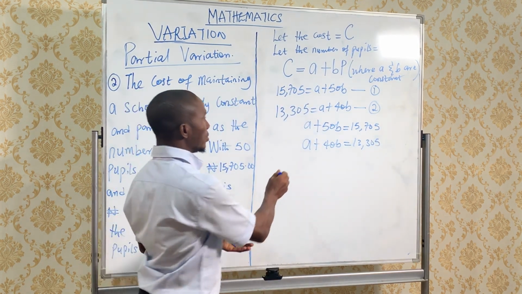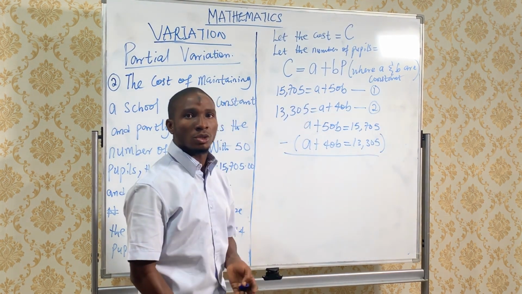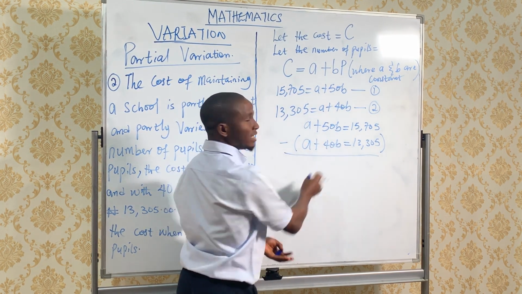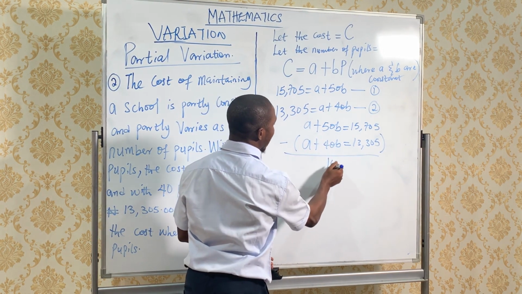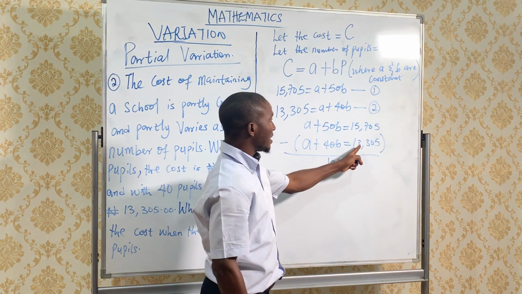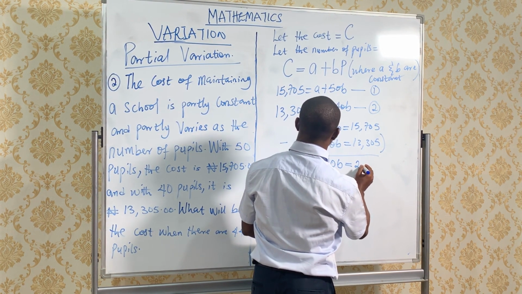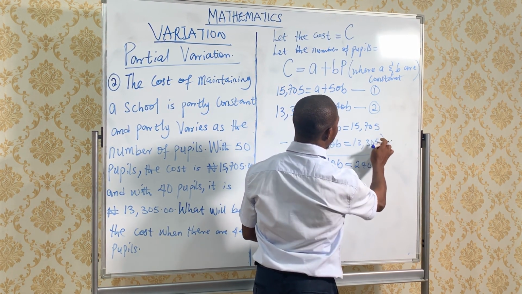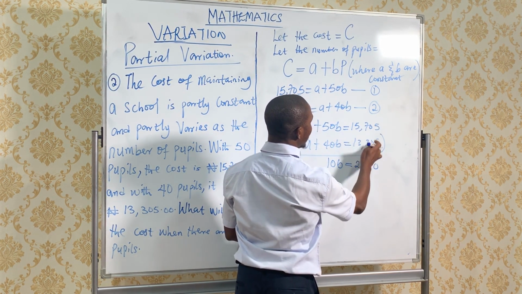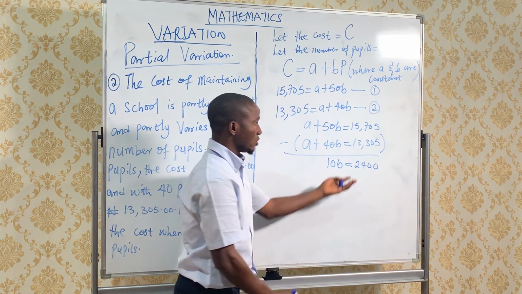Using the elimination method, we can subtract equation 2 from equation 1. A minus A will be eliminated. 50B minus 40B will give us 10B equals 15,705 minus 13,305. 5 minus 5 is 0, 0, 7 minus 3 is 4, 15 minus 13 will give us 2. So we have 2,400.